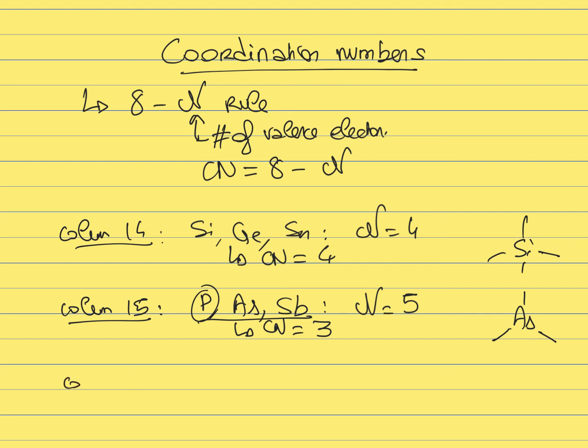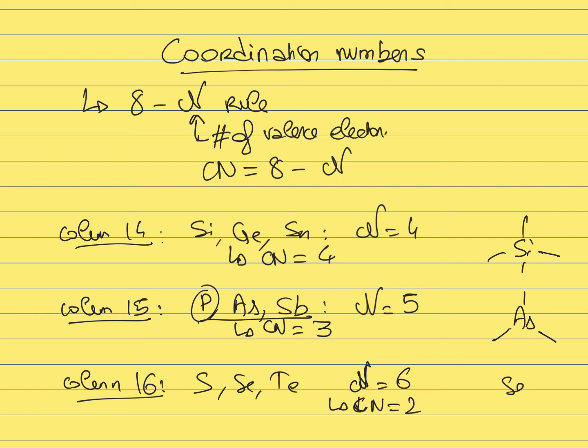And finally, if you move to the next column, the column corresponding to the chalcogenide elements, that column is the one that contains sulfur, selenium, and tellurium. So in this case, the number of valence electrons is now 6, which gives you a coordination number of 2. So it means that in this case, for example, selenium would have just 2 neighbors.